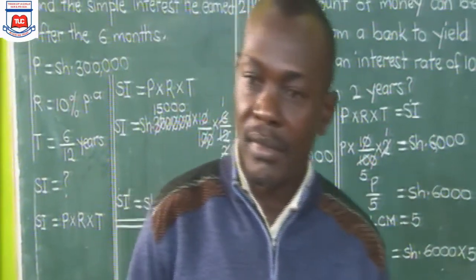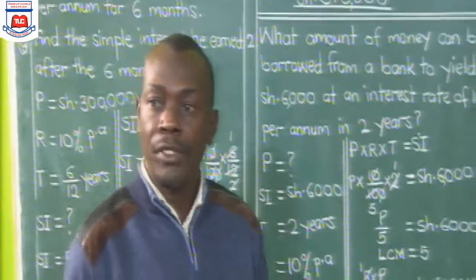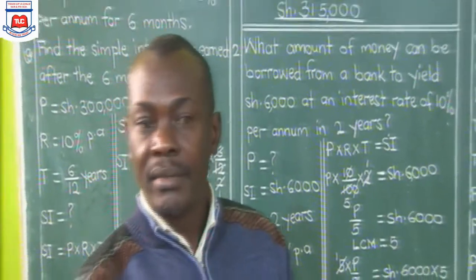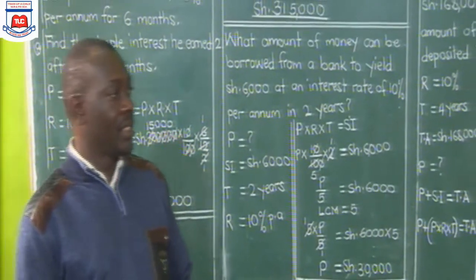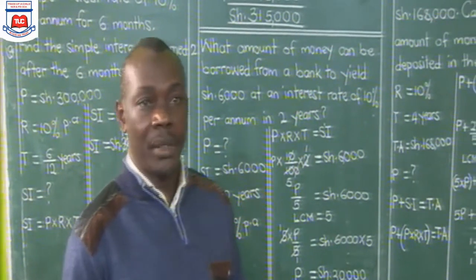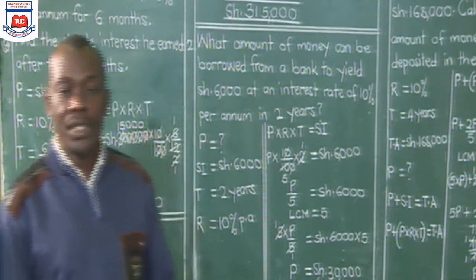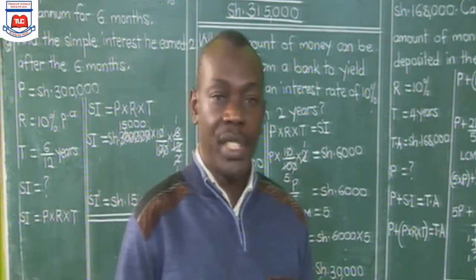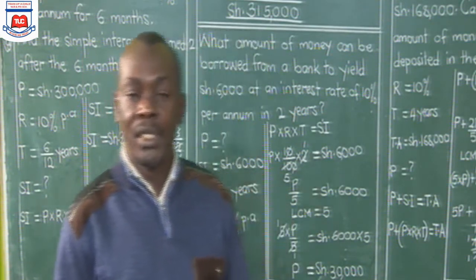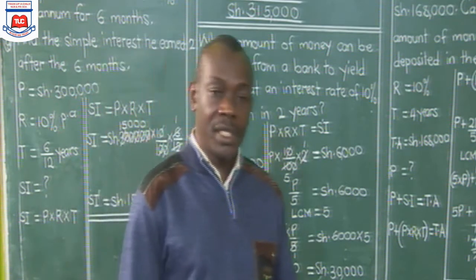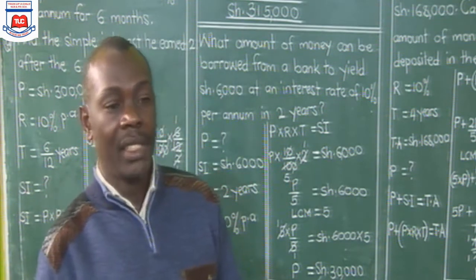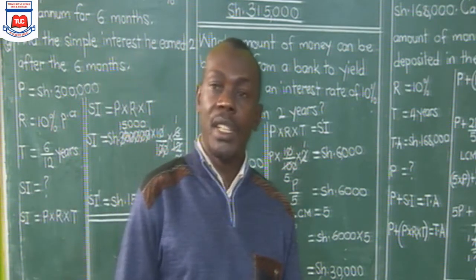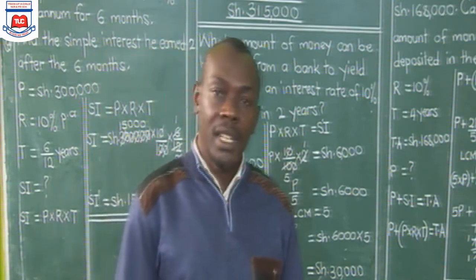Last time, we looked at application of fractions in terms of percentages. We looked at percentage profit, loss, increase, decrease, and discount. We said percentage profit is got by getting the profit out of the buying price times 100%. Then percentage loss equals loss out of buying price times 100%.